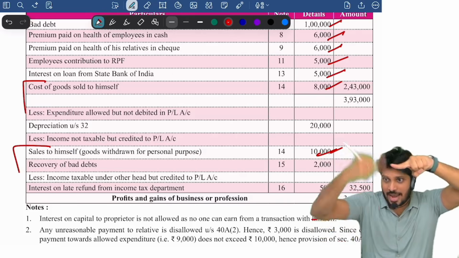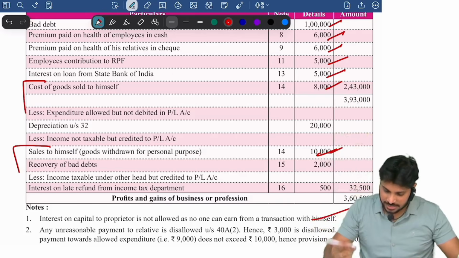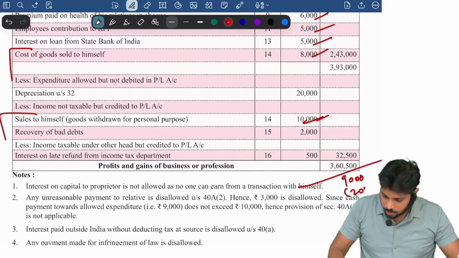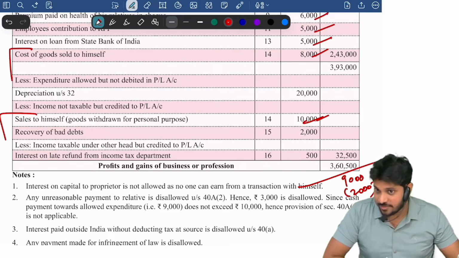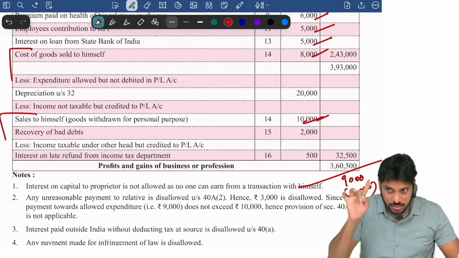8,000 is the cost of goods sold. Add back. So that's it. So that 2,000, the 2,000 rupees extra we need to reduce. That we did. Okay. Now because of this 2,000, this mistake we did. Next.